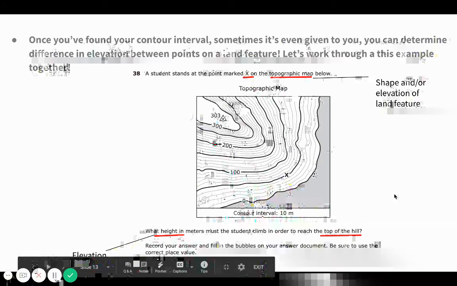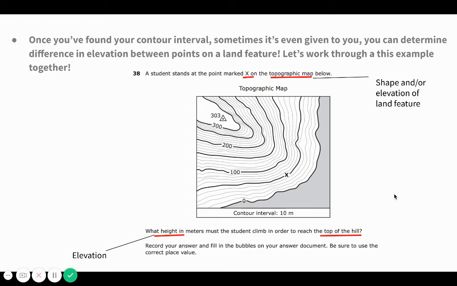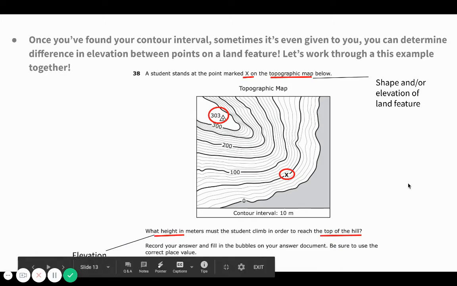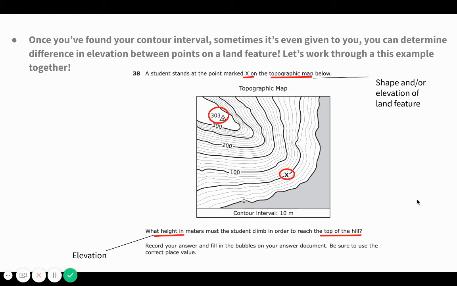So just so I have it visually on my map, my starting point is X, and I need to get all the way to the top of the hill, which is represented by this triangle, and its elevation is 303 feet. So this question is asking me the distance between my starting point of X and my endpoint of 303. So I need to find the difference between 303 feet and the elevation of X.